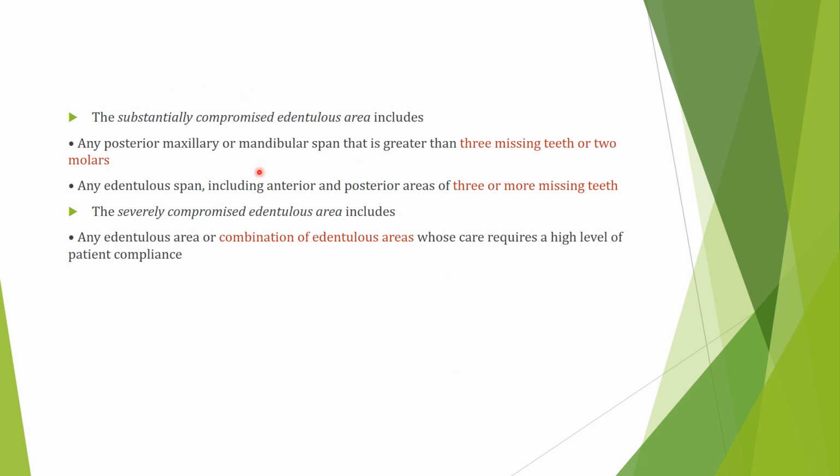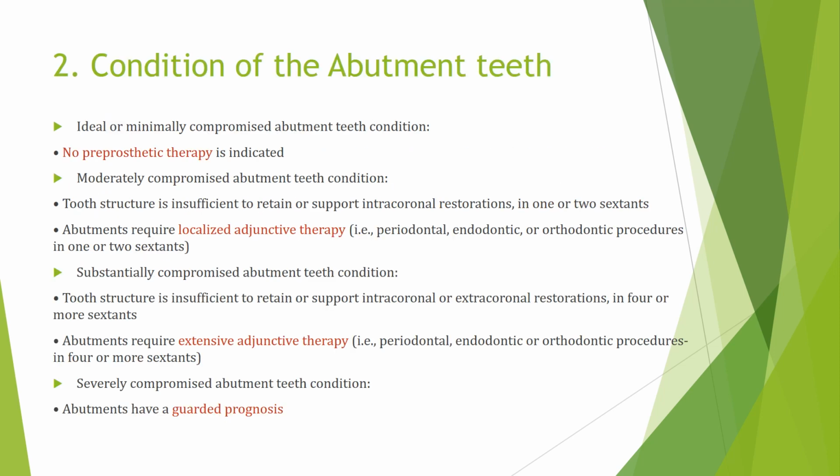Coming to substantially compromised ridge, 3 missing teeth or 2 molars, 3 or more missing teeth. Severely compromised is a combination of edentulous spans. Okay, coming to abutment. So now you get it. I'm going to divide it into 4 divisions again.